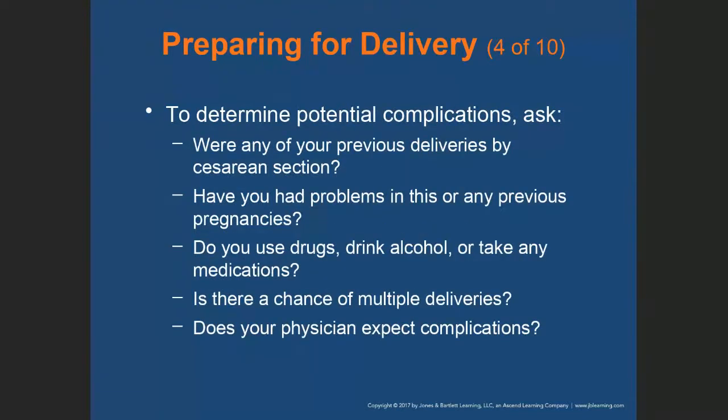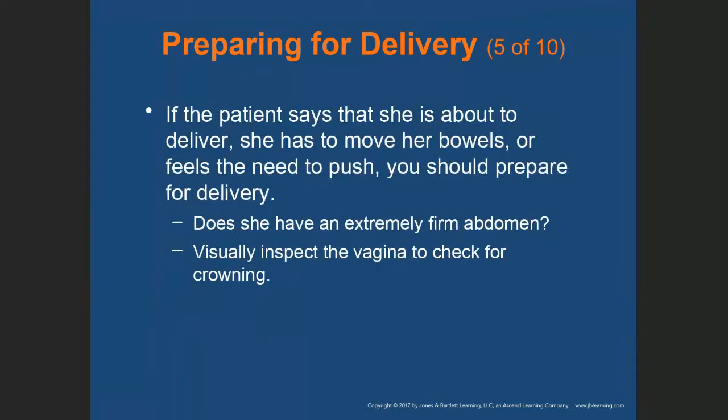To determine potential complications, ask were any of your previous deliveries by cesarean section? Have you had problems in this or any previous pregnancy? Do you use drugs, drink alcohol, or take any medications? Is there a chance of multiple deliveries? Does your physician expect complications?